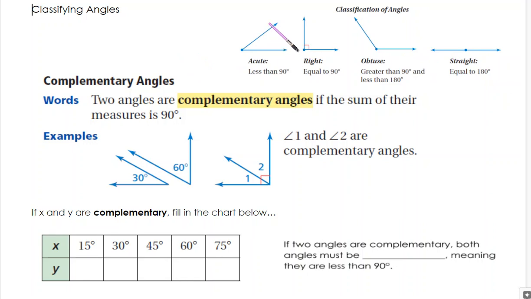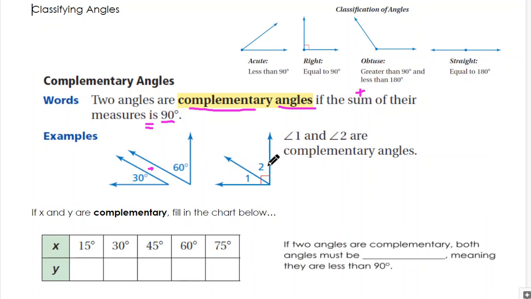Today we're going to learn some new types of angles. And this first type of angle we're going to learn is called complementary angles. Complementary angles are any two angles that when you add them together, that's what sum means, right? When you add them together, it equals 90 degrees. Okay, so 30 plus 60, these two are complementary angles because 30 plus 60 would give us 90 degrees, right?